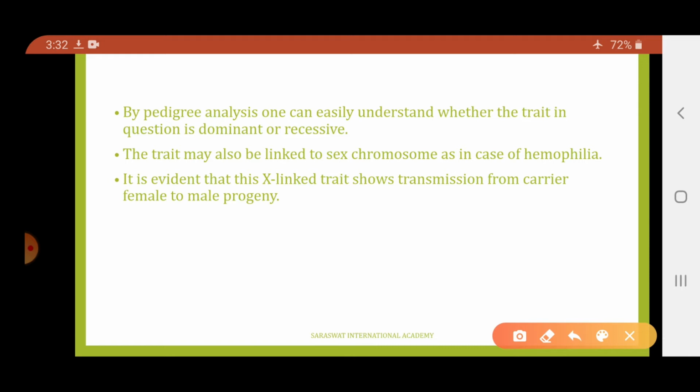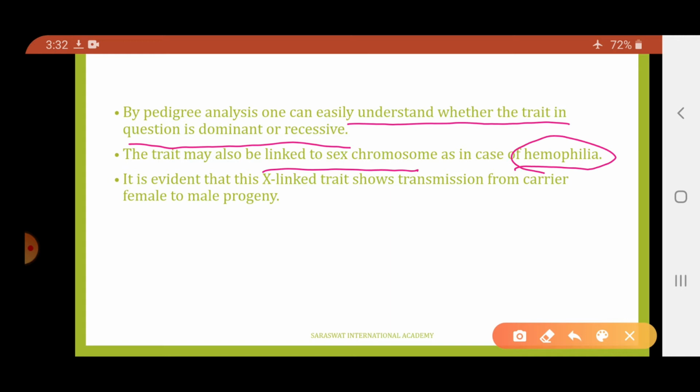So basically through pedigree analysis what can we study? One can understand whether the trait in question is dominant or recessive. It may be linked to the sex chromosome like in the case of hemophilia. So basically hemophilia is a sex linked disorder. How will we see that? And it is evident that this X-linked trait shows the transmission from carrier female to the male progeny.